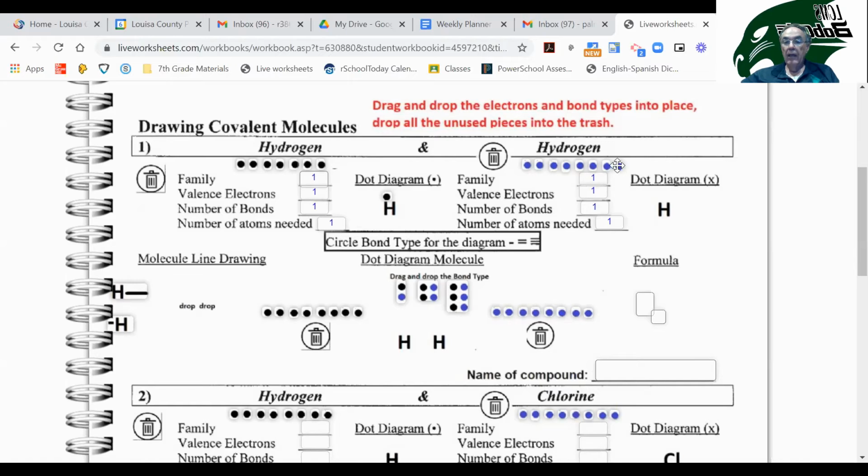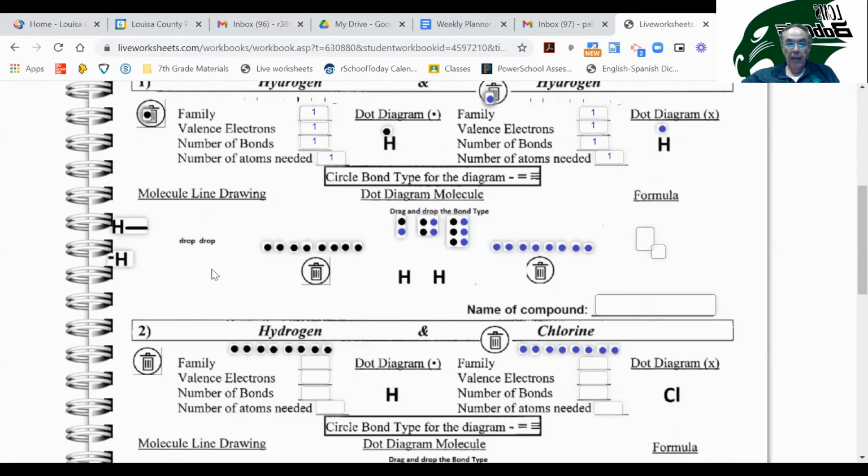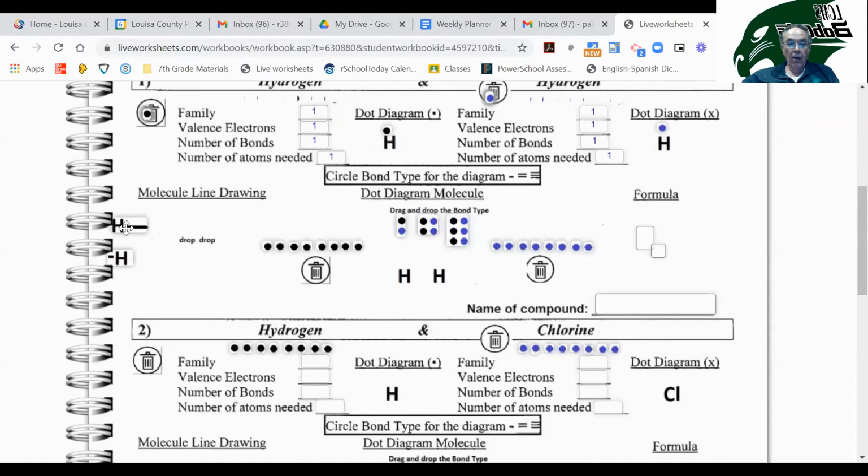Start off over here. The other hydrogen gets 1 dot. And then I said to throw away the unused pieces. So we're going to get rid of these pieces. And these extra electrons we don't need. Leave them up there. We also have an option of using up to 8. And it says to drop in our line drawing.